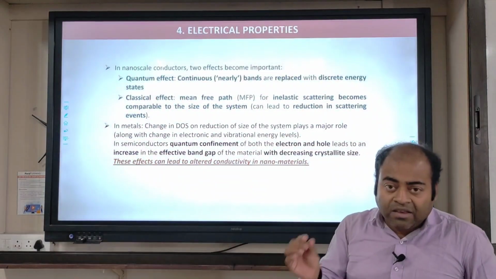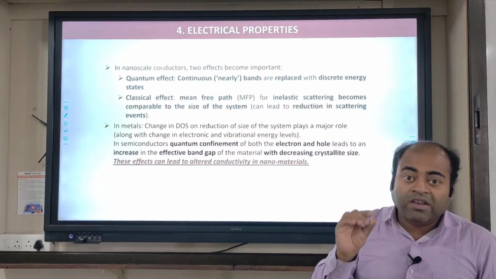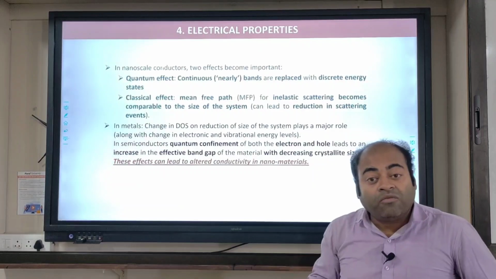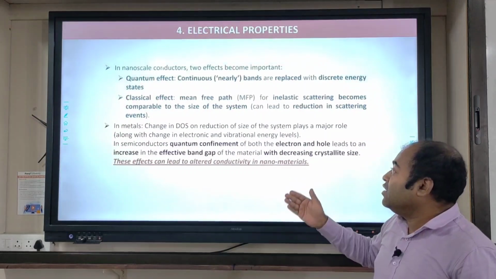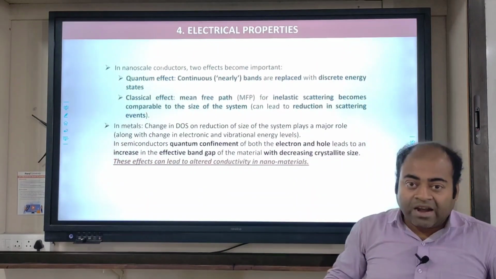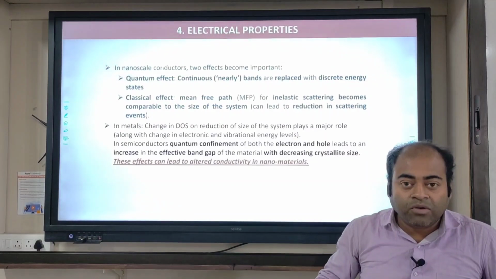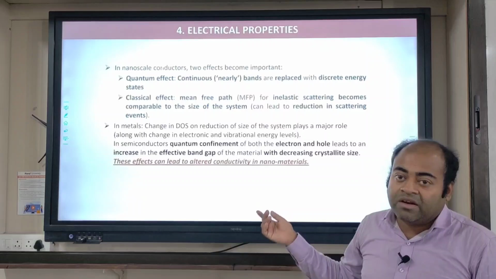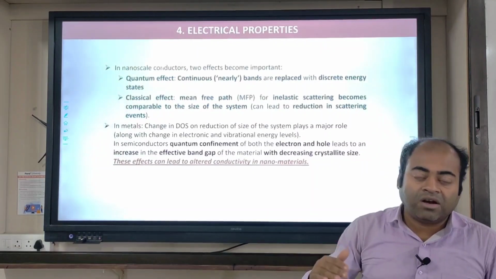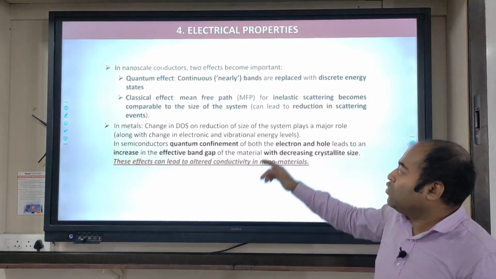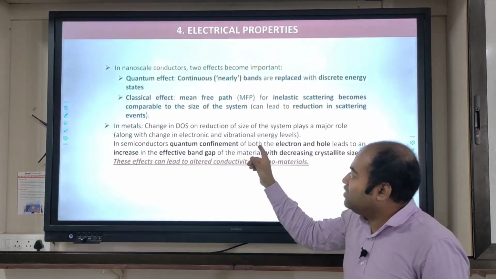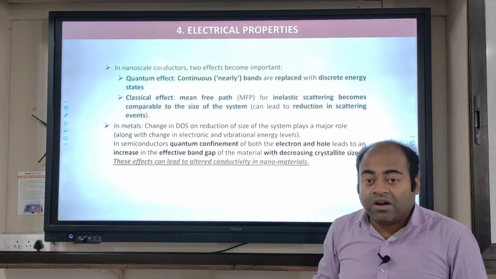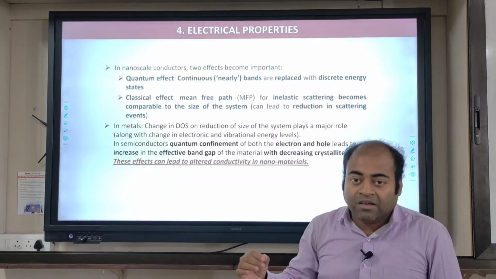Now when the particles are very small in size, there will be more scattering of the particles, and as a result the mean free path will decrease. The larger the scattering, the larger the dissipation of energy, and so the resistance of the material will increase, that is, the electrical conductivity will decrease. So we can say that both due to the classical effect and the quantum effect, there is a decrease in the electrical conductivity as the particle size decreases.